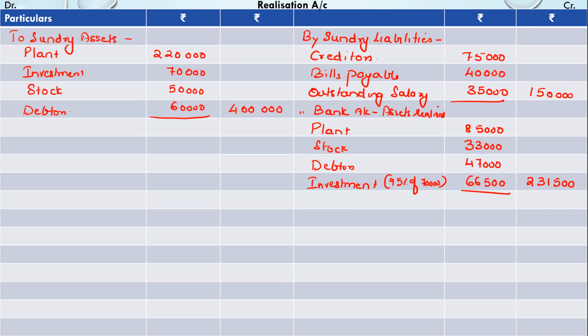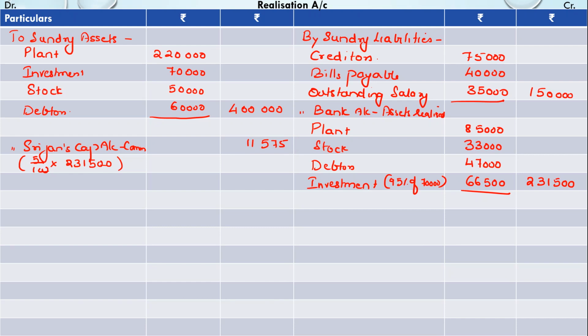Now let us look at all the information given. First one has not been dealt with. Srijan was given a commission. So we have to pay commission to Srijan. So to Srijan's capital account, on account of commission, he is supposed to get 5% of asset realized, which is 2,31,500. So calculate that amount. It comes to 11,575. And the next, second one we have already taken here. Third one, investment realization taken here.